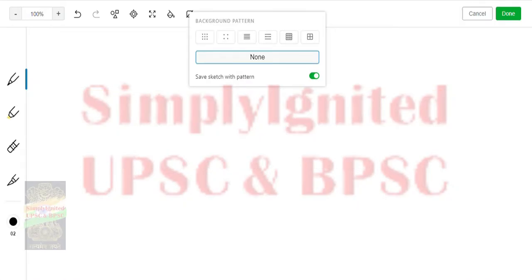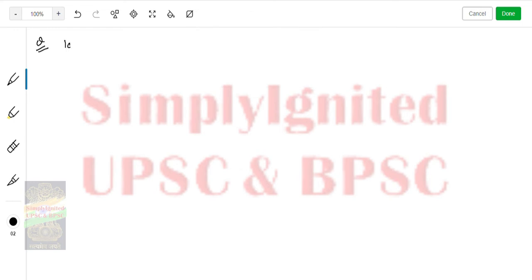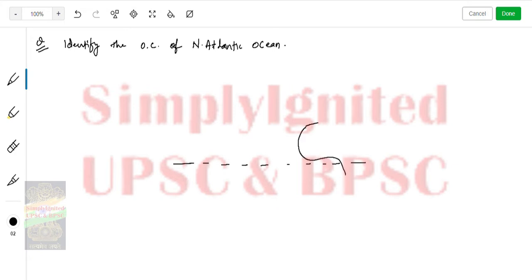So yesterday's question was to identify the ocean currents of the North Atlantic Ocean. We'll be making the North Atlantic Ocean and seeing which currents are there. So this is the equator. We have Africa here and Europe over here.